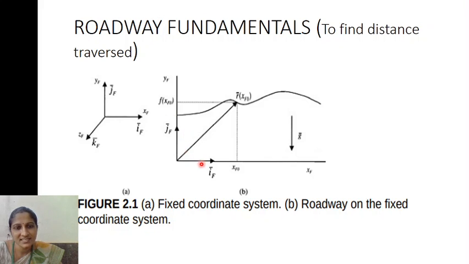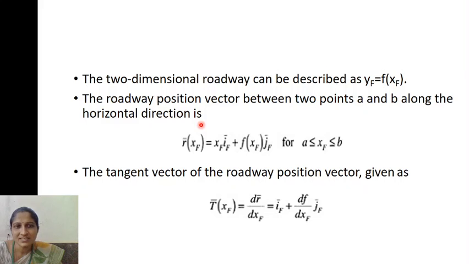On the x-axis the unit vector is i bar, and on the y-axis it is j bar. So this is a fixed coordinate system, and this is the roadway on the fixed coordinate system. Now this two-dimensional roadway can be described as yf equal to f of xf.